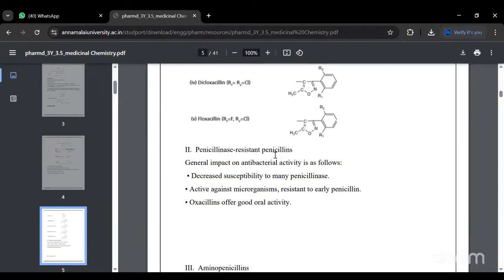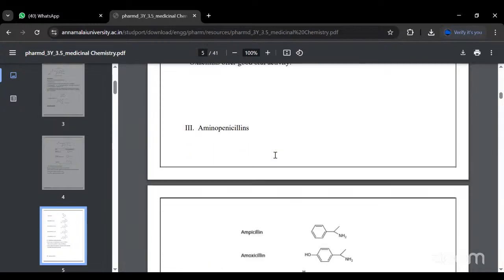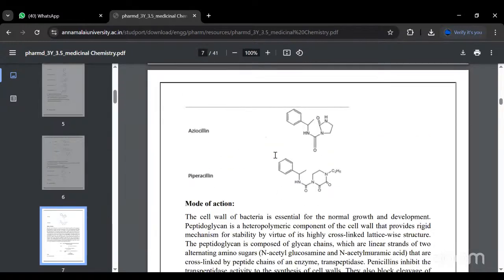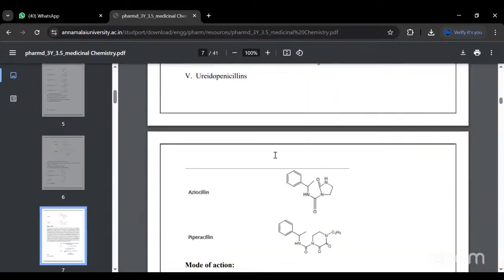Decreased susceptibility to many penicillins, active against microorganisms resistant to early penicillin. Oxacillin offers good oral activity. Third one, ampicillin. The general impact of ampicillin on antibacterial activity is as follows: extended spectrum of activity against some gram-negative bacteria and retention of gram-positive activity. It is ineffective against Pseudomonas aeruginosa. Coming to the next one, ureidopenicillins.